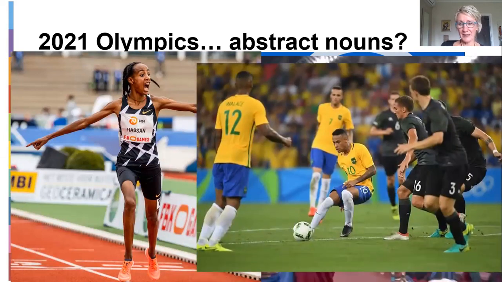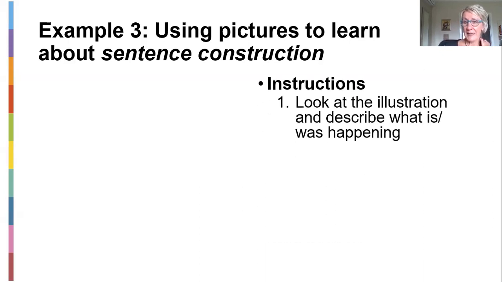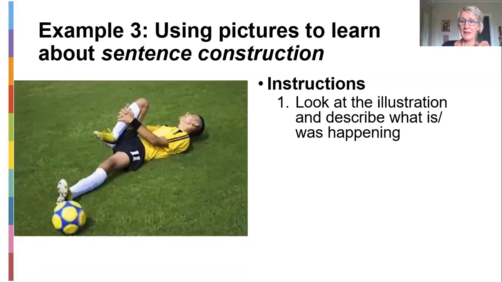And yeah, we've got soccer: determination, focus, attention, those kinds of things. And then they could write a whole paragraph about what all the players are feeling in this event that they're experiencing. So this is my third example, using pictures to learn about sentence construction now. Here you have to look at the illustration and describe what is happening. So you can use: the player is groaning because he has hurt his knee, or he's been kicked in the knee.